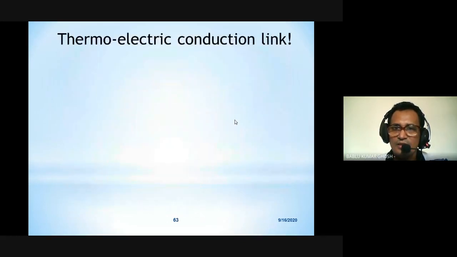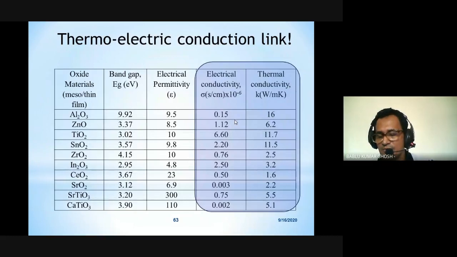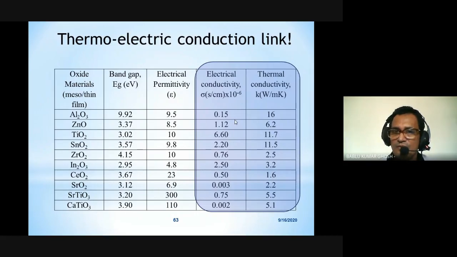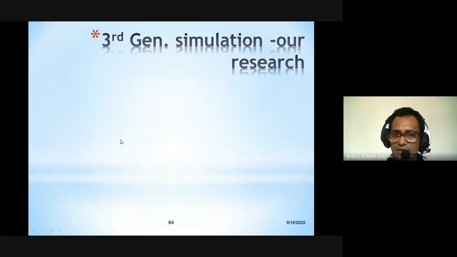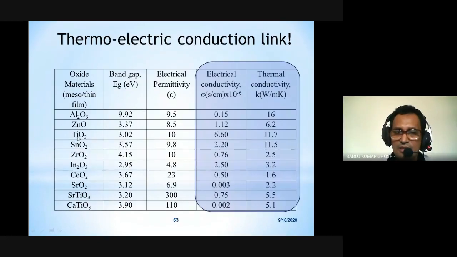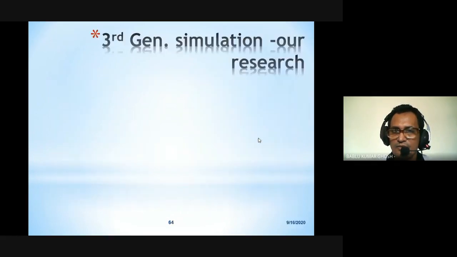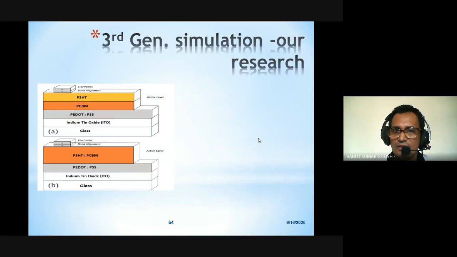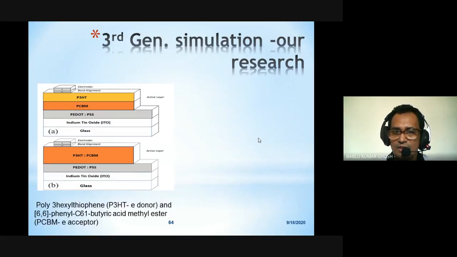And then the thermoelectric concept: if we consider that solar photovoltaic is not only an optoelectric concept, there is a thermoelectric concept also. So here you can see that the balance between the thermal and electrical conductivity is very significant to utilize those materials for interlayer fabrication. In that prospect, you can see here the zinc oxide, titanium dioxide and tin oxide is very significant, that balance between thermal and electrical conductivity ultimately promotes the electrical efficiency of third generation or emerging solar cell technologies.